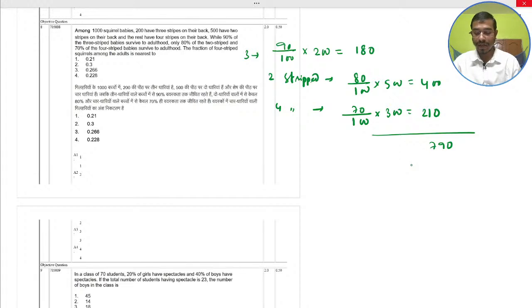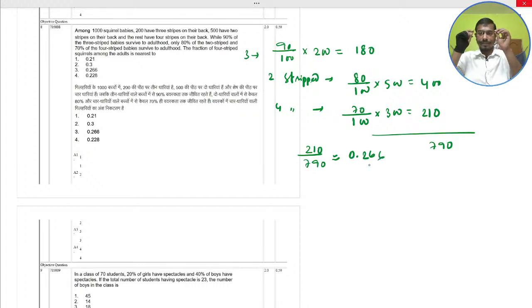So the fraction of the 4-striped squirrels of the total adult squirrels would be 210 divided by the total number 790, which is approximately 0.266. So 0.266 means option 3, that would be the correct one.